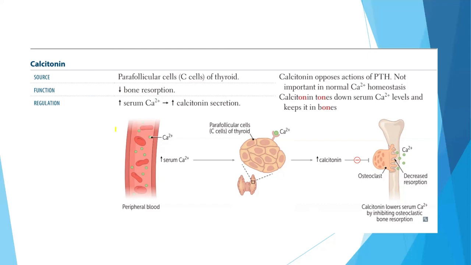So calcitonin, where we have written that, opposes the actions of PTH, not important in the normal calcium homeostasis. Calcitonin tones down the calcium level. Now, there is increased calcium, which will inhibit the osteoclast. If the osteoclast is inhibited, then there will be the decreased resorption of the calcium, and the calcium will be deposited in the bones only. So calcitonin lowers the serum calcium by inhibiting the osteoclastic bone resorption.